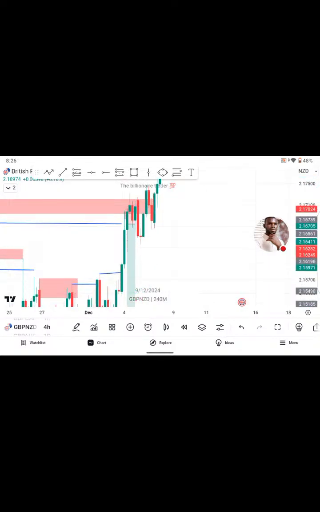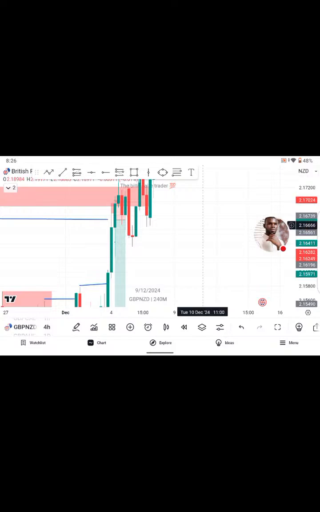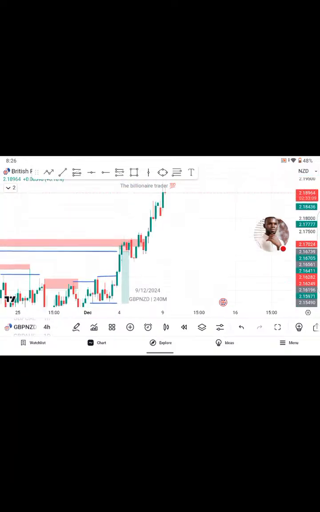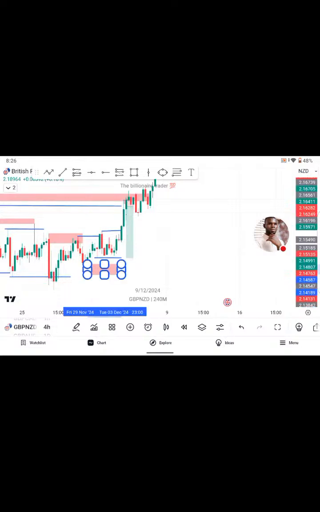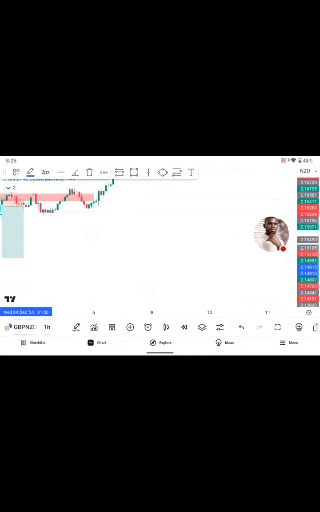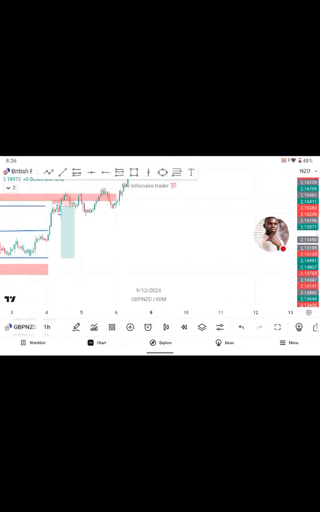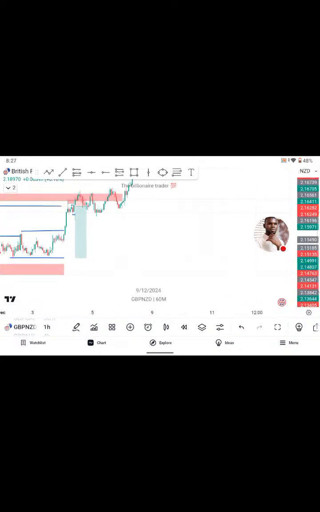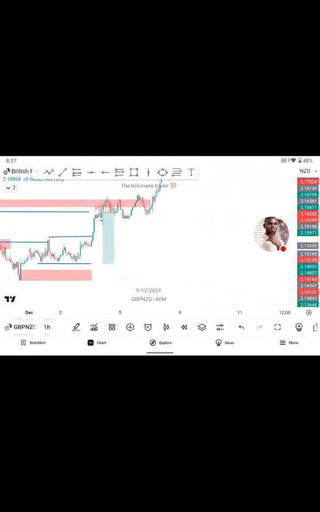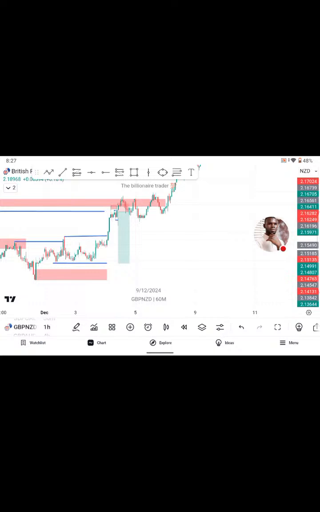So right now, do we have a mitigation? We already have a mitigation here. So we are just expecting the continuation. This POI is still available on 1 hour time frame, but let me check the two BOS above to see if on 1 hour time frame there is a complete mitigation between the BOS. So for now, I don't really have much on this. Let me move to the next pair.